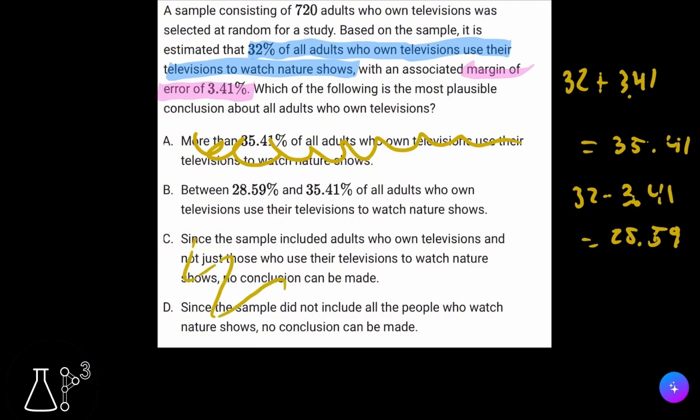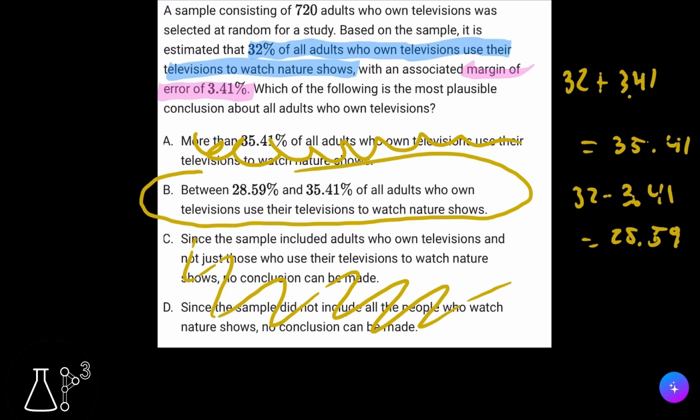Therefore, my answer is going to be B, but let's make sure that's correct. Between 28.59% and 35.41% of all adults who own televisions use their television to watch nature shows. Well, it talks about my margin of error and my smallest and biggest value, and also talks about the adults who use their televisions to watch nature shows. So everything makes sense. So my answer is going to be B.